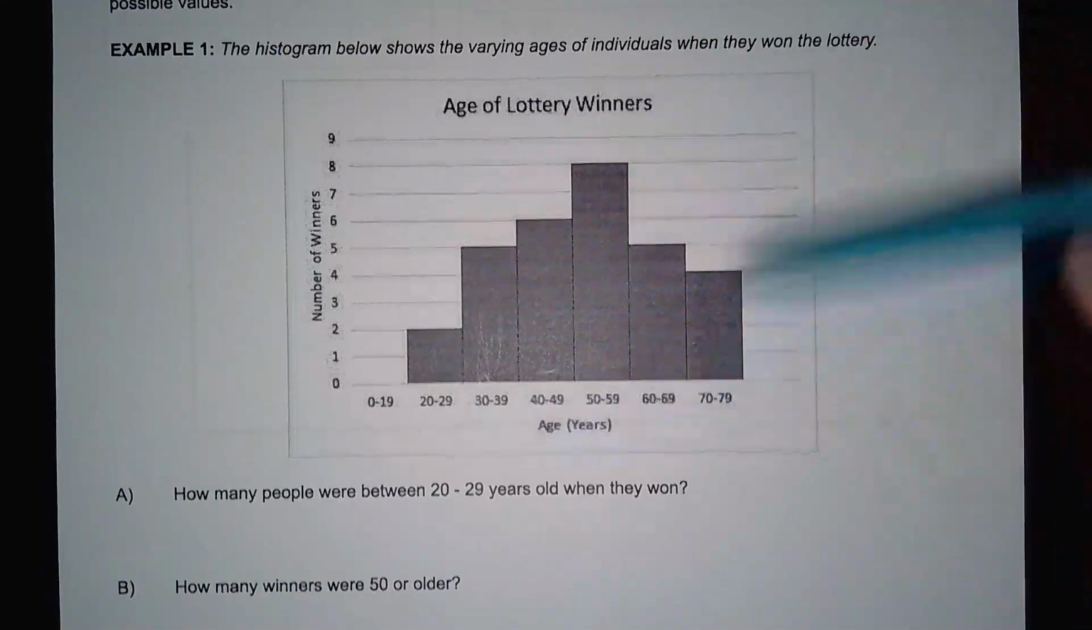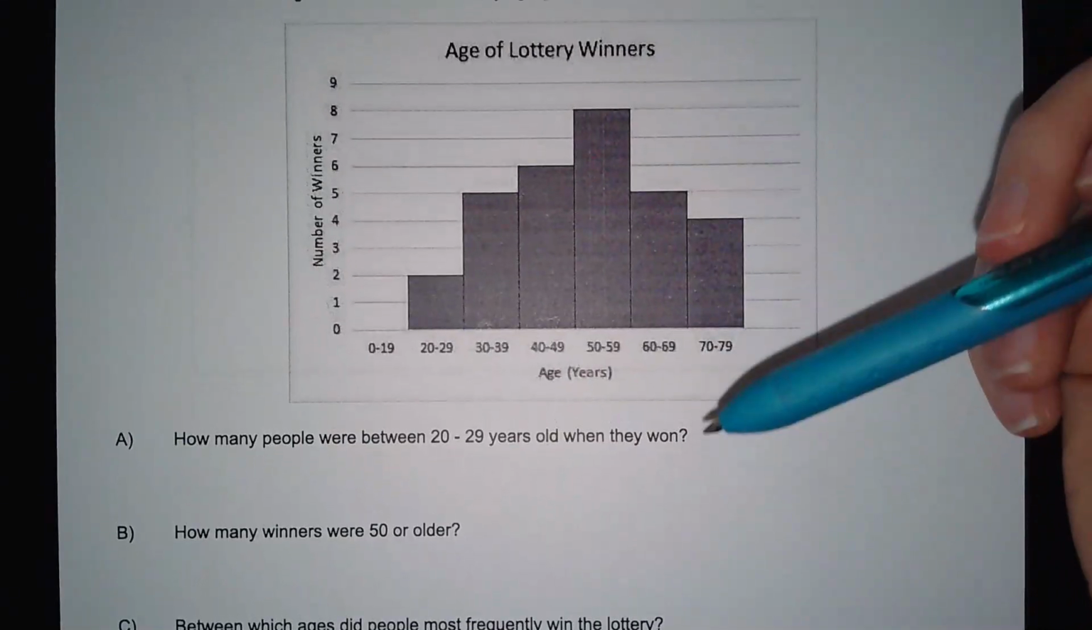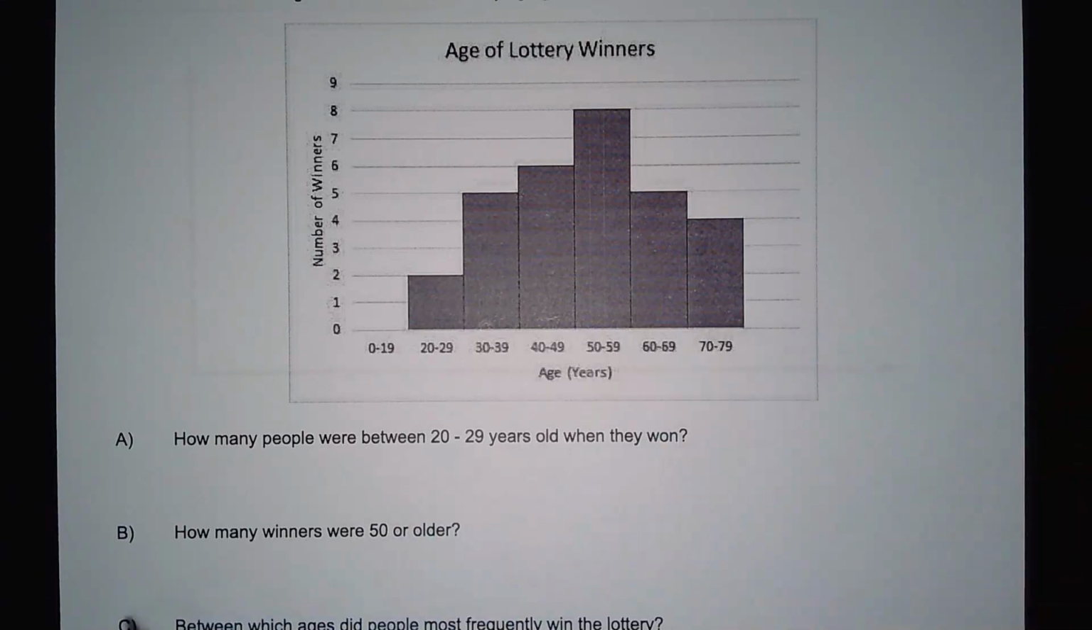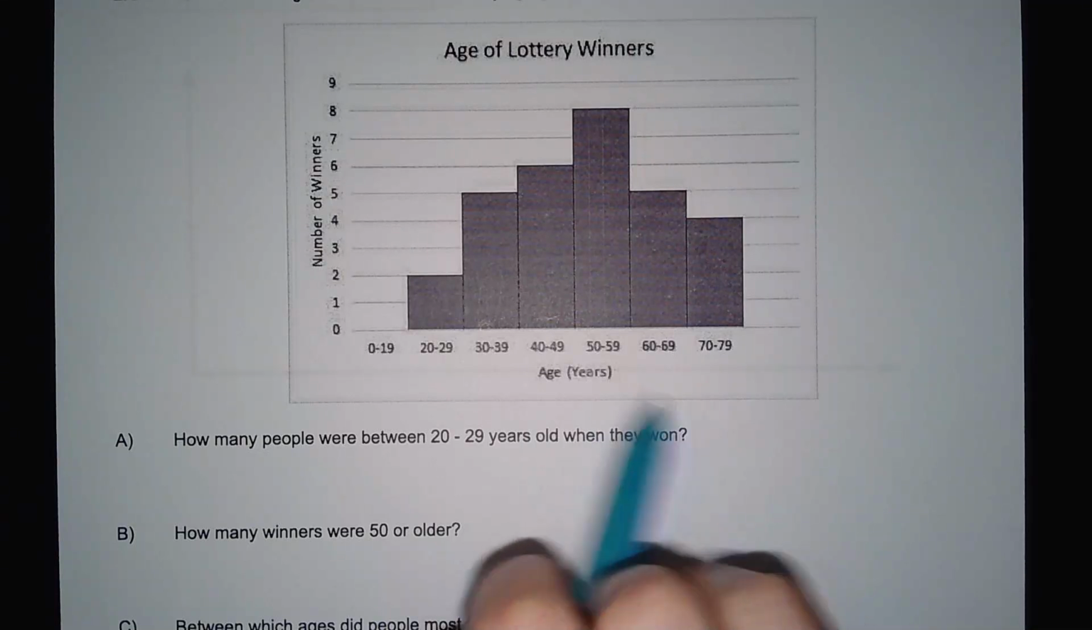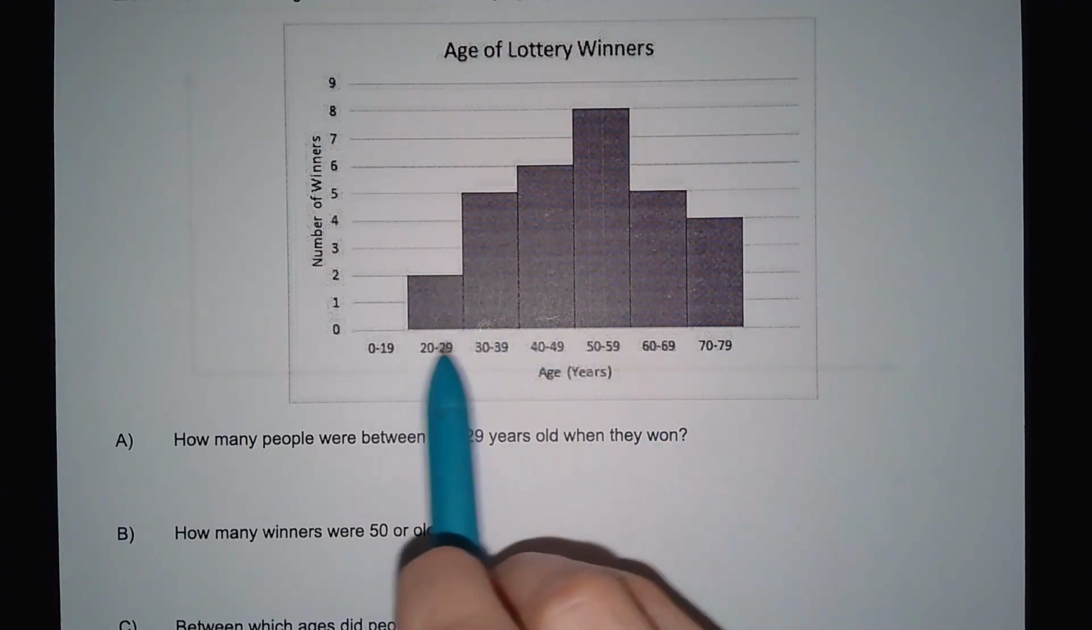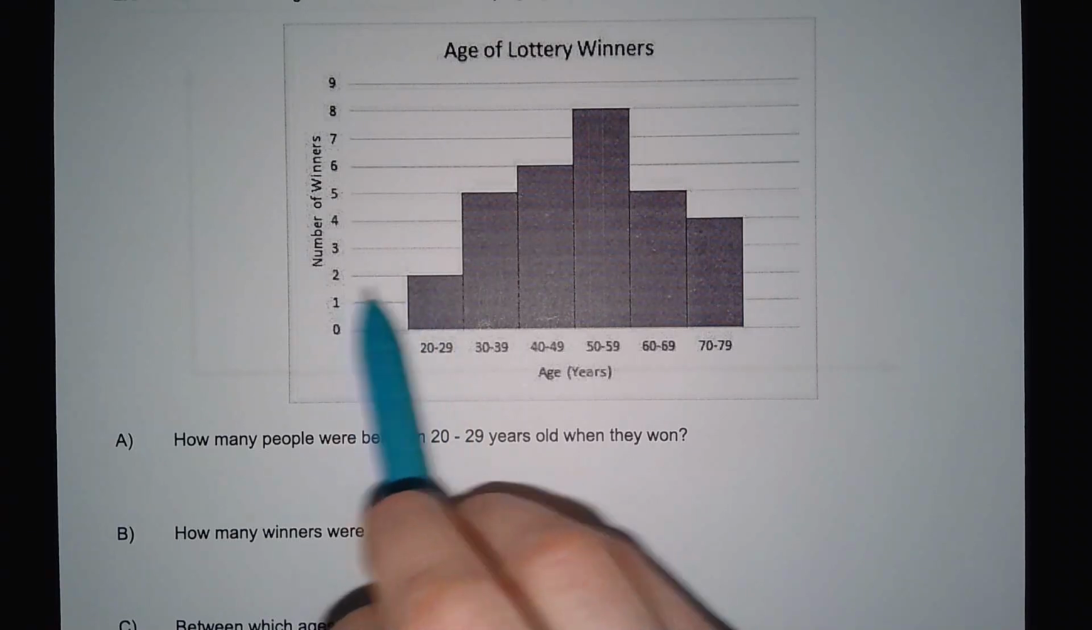So we're going to just take a look at this graph and we'll see if we can analyze this and answer some questions. So this says how many people were between 20 and 29 years old when they won the lottery. So we're looking at this interval, 20 to 29, and that would be 2 winners.